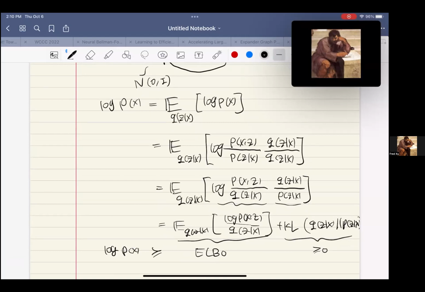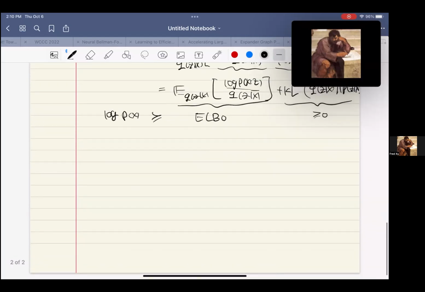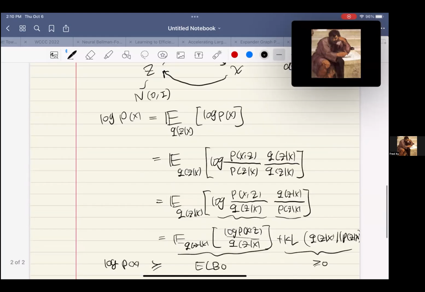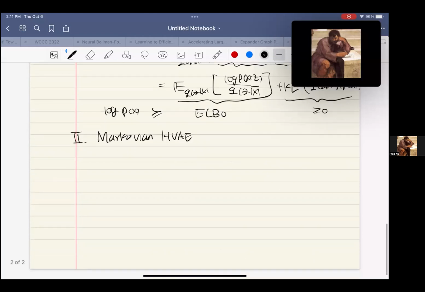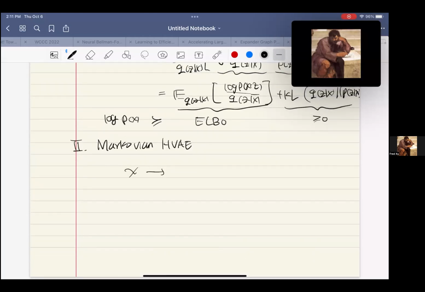Right, so this one is clear. Now let's go to an extension of this one. The second model we're going to talk about is called the Markovian hierarchical VAE. So the idea of this one is that instead of using one latent variable, we introduce a bunch of sequential latent variables. So this one goes like this.